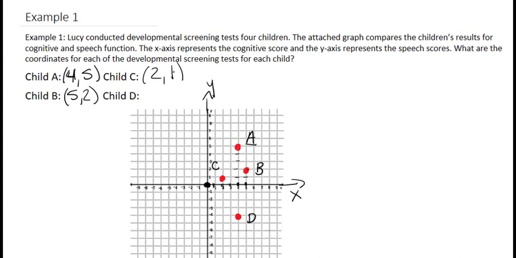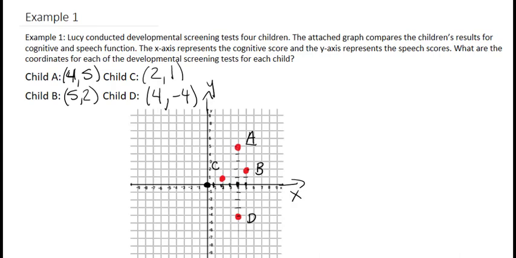Now let's look at D. D is a little different than the other 3. So we move over 1, 2, 3, 4 places. And we go down 1, 2, 3, 4. So for this, we move to the right 4 times. So we put a 4 for the x. And then for the y, we put negative 4 because we're going down on the y-axis.